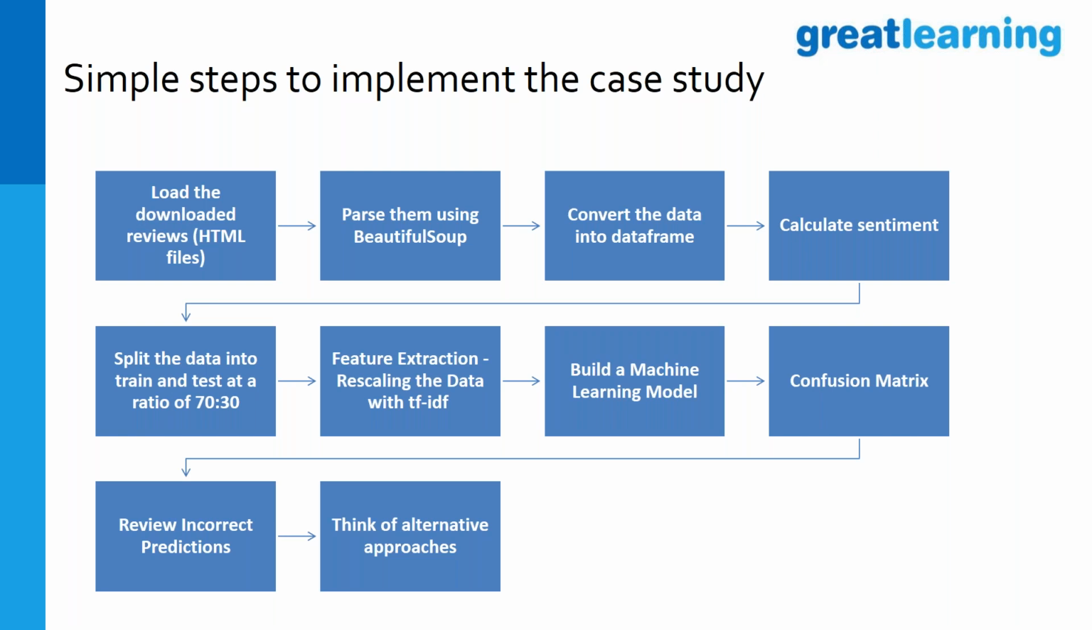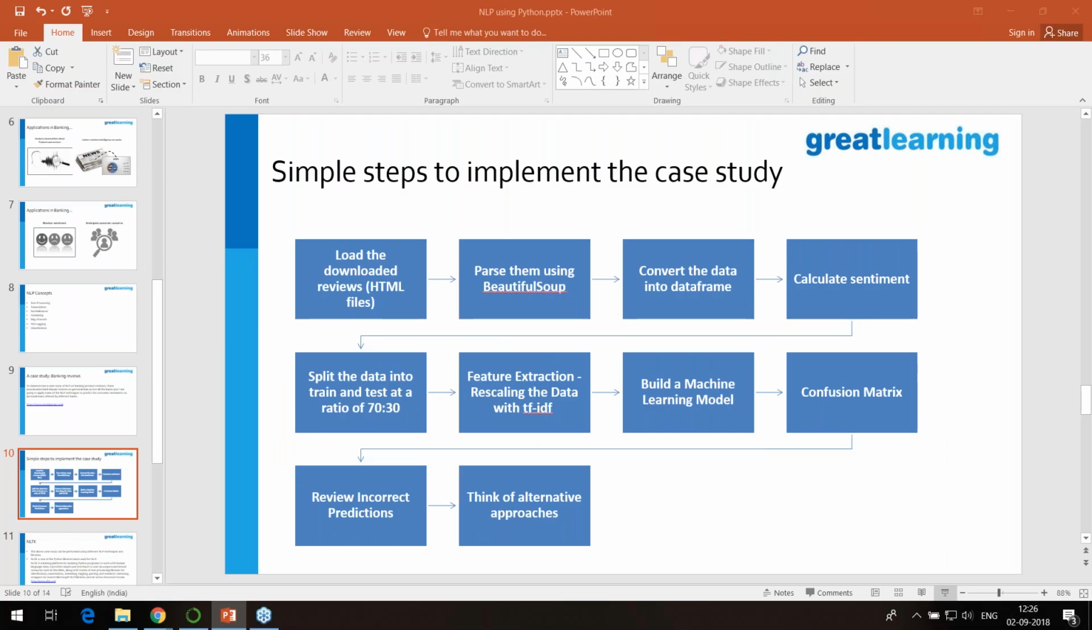And then we are going to build a simple machine learning model. We'll be picking one of the machine learning models and we'll build it. Then we'll create a confusion matrix to check whether our model has performed as expected. Then we'll see what is not correctly predicted. And then we'll think of alternative approaches, how else we can do it.